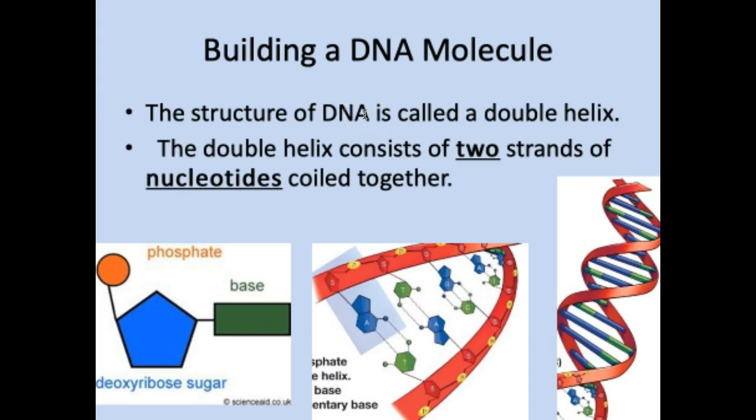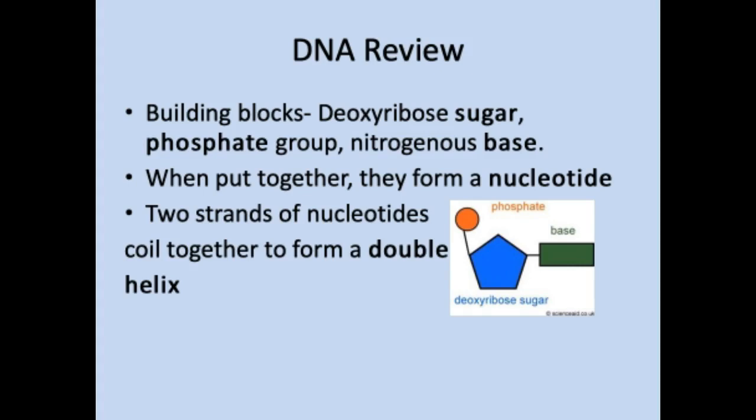The structure of DNA is called a double helix. I would write this information down. The double helix consists of 2 strands of nucleotides that are coiled together, and that's how you end up with that beautiful double helix. And here is how your bases attach to one another. So just as a quick review, the building blocks are the deoxyribose sugar, the phosphate group, and the nitrogen base, and then these connected together form those nucleotides that form the double helix.